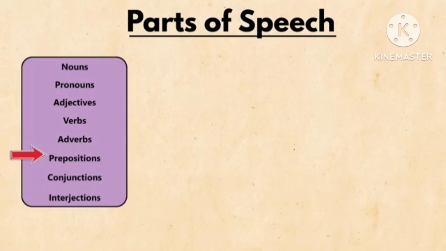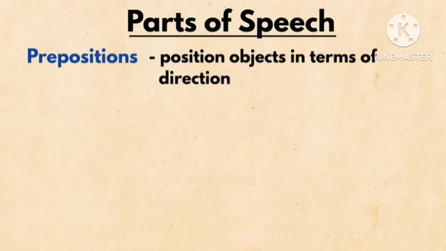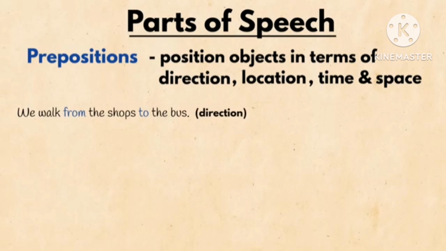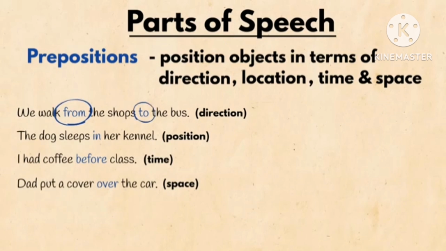Now for prepositions. Prepositions are positioning words. They position actions and objects in terms of direction, location, time, and space. Here are some examples. We walk from the shops to the bus. The dog sleeps in her kennel. I had coffee before class. Dad put a cover over the car. From, to, in, before, and over are prepositions.